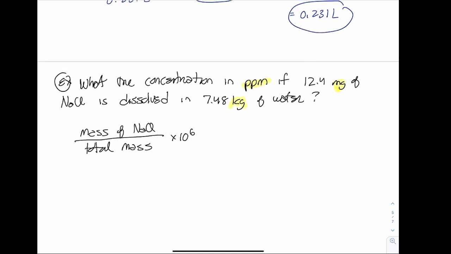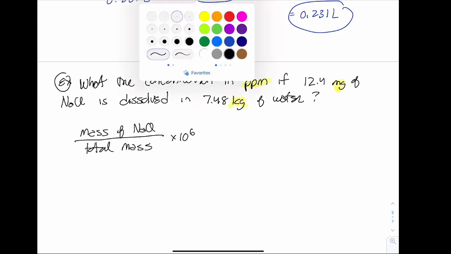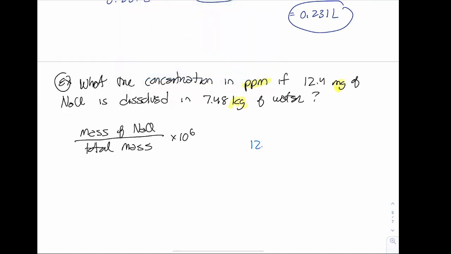So if I have 12.4 milligrams, and I know there's 1,000 milligrams in 1 gram, I would divide by 1,000. So what I'm going to do is I'm just going to move that decimal place over 3, and I'm going to have 0.0124 grams, right? If we move it back 1, 2, 3, I get that 12.4. And certainly if moving the decimal place again is confusing, don't do it that way. Actually just divide it by 1,000. So that's going to be my number of grams of sodium chloride.